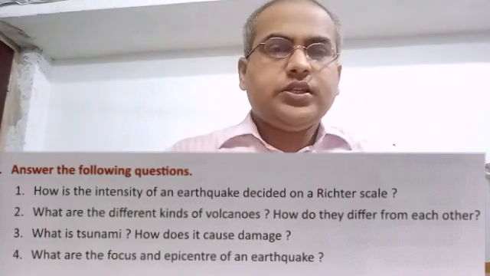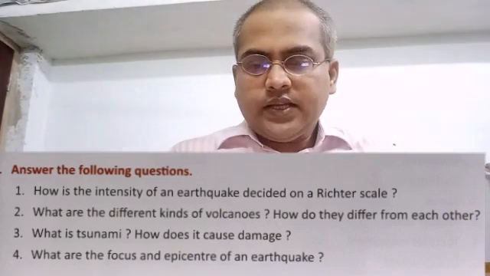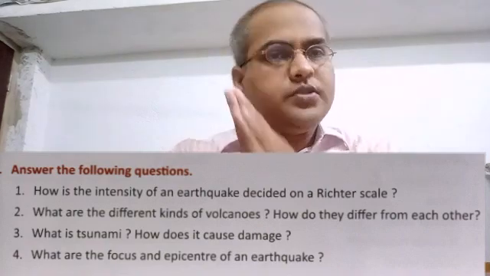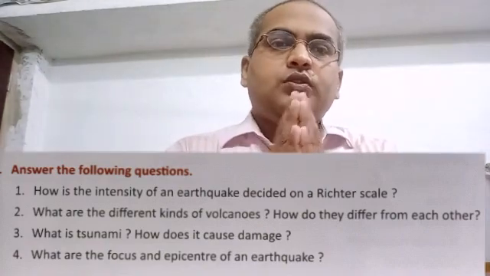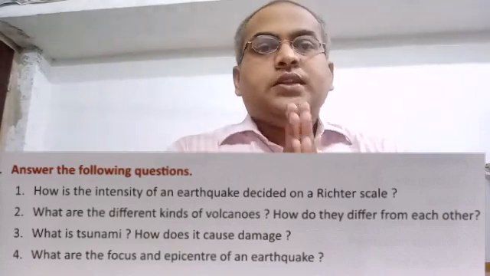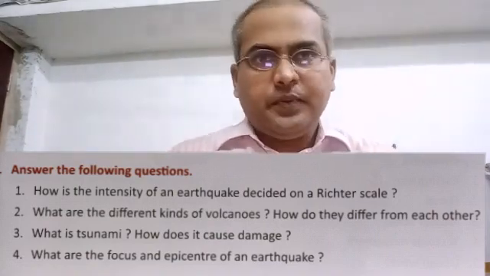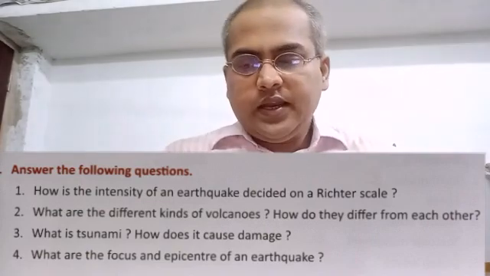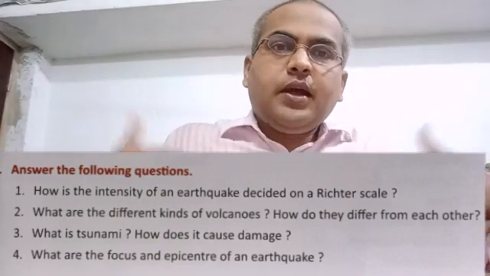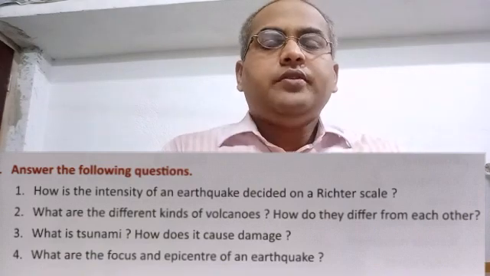Now comes number 2, dormant volcanoes. They have not erupted in a long time but may erupt in the future. Dormant means sleeping or quiet. So this is called the dormant volcano. These volcanoes have not erupted in the recent past but may erupt in the future. This type of volcano is called a dormant volcano.